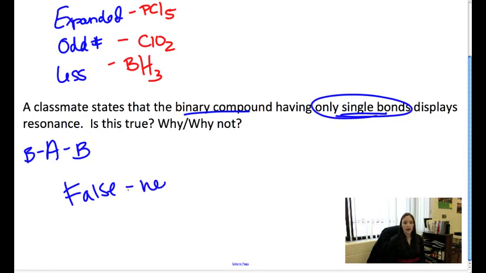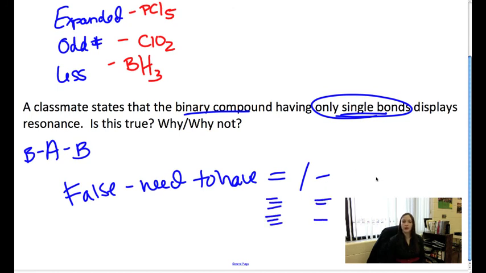You need to have a place where the electrons can move. So I need to have at least a double bond and a single bond, or triple and a double, or triple and a single. You cannot have just single bonds. There's nowhere for the electrons to move.